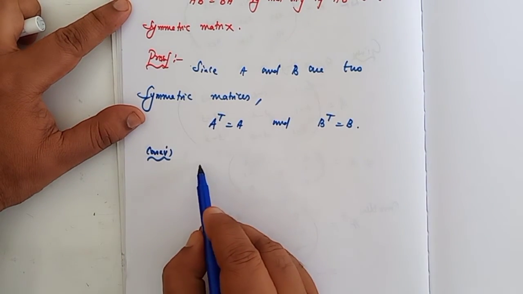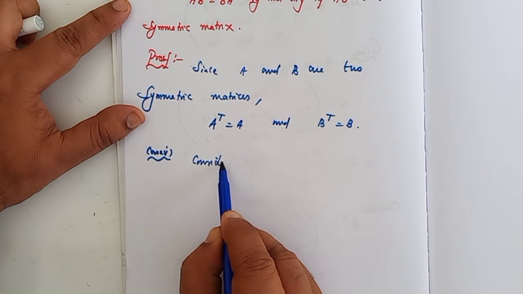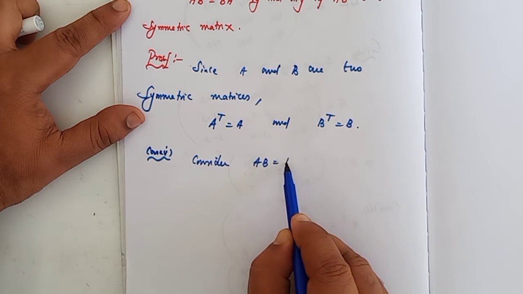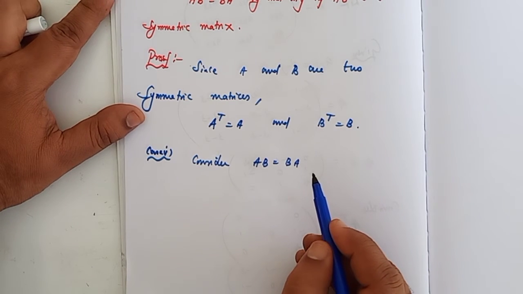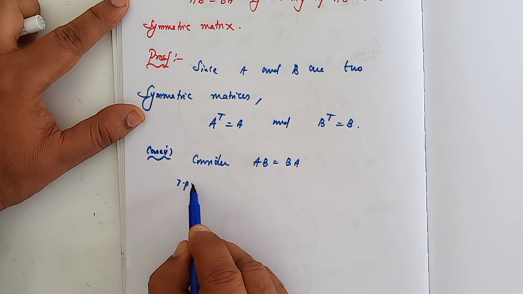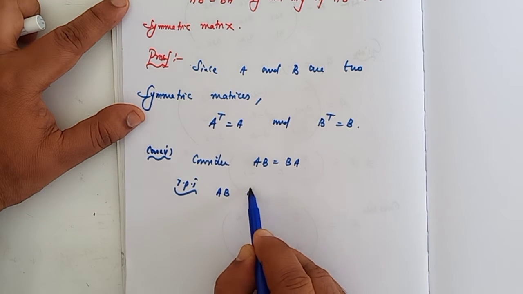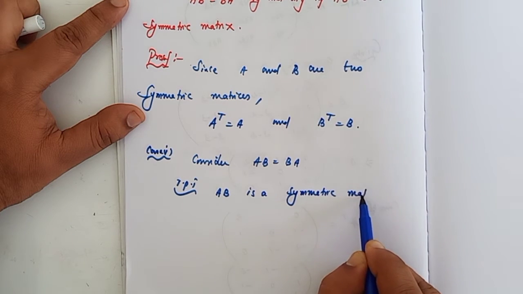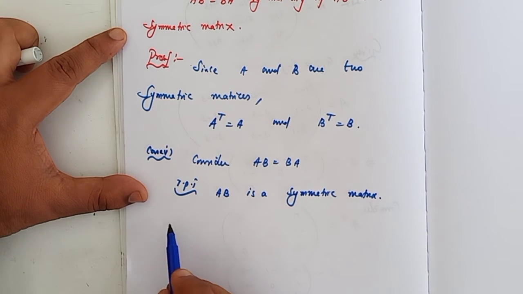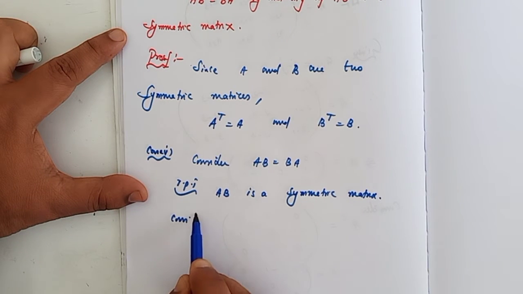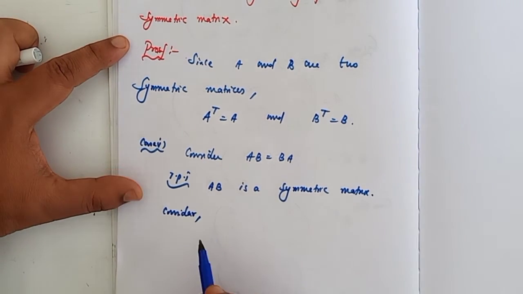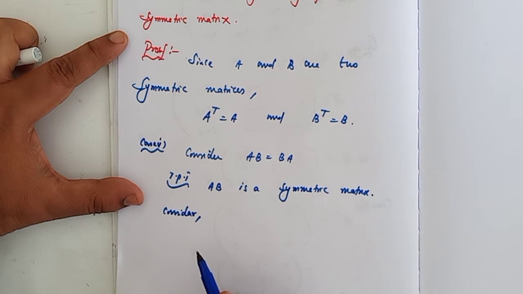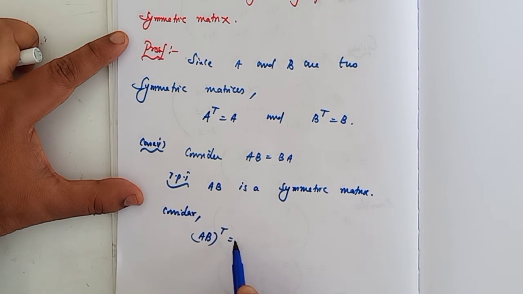Consider AB equals BA, to prove that AB is a symmetric matrix. Now, for proving AB is a symmetric matrix, we have to prove AB whole transpose equals AB. So, consider AB whole transpose.